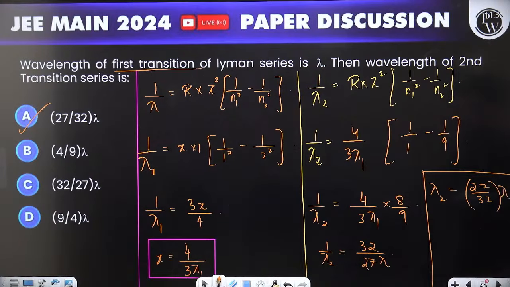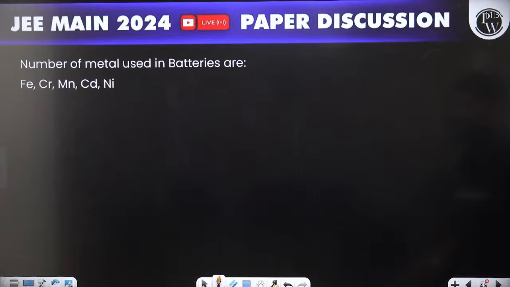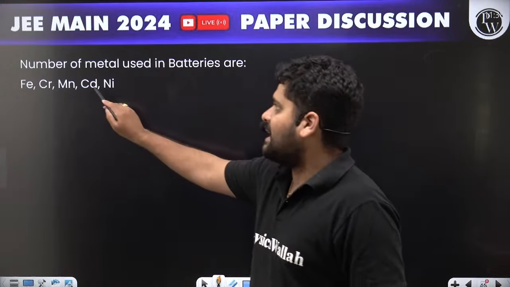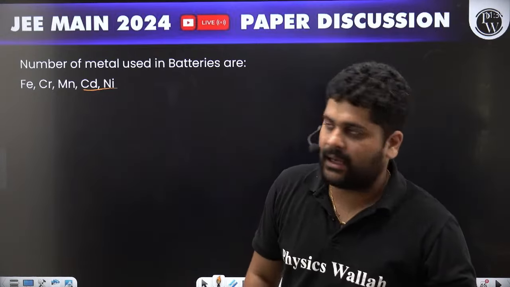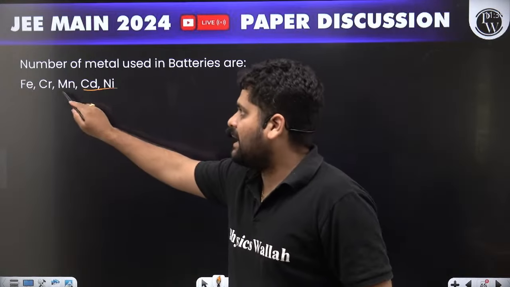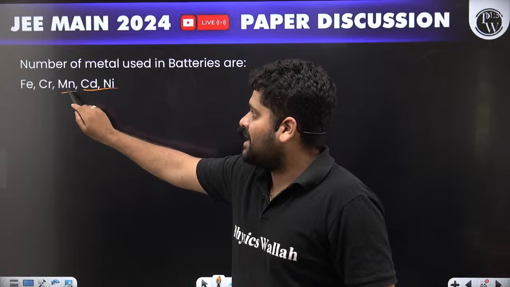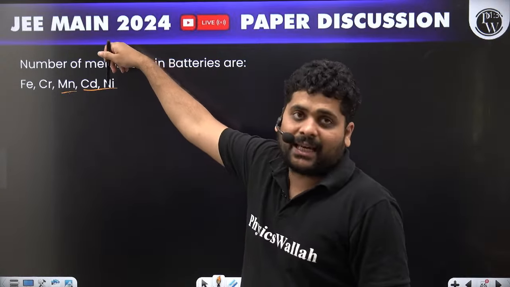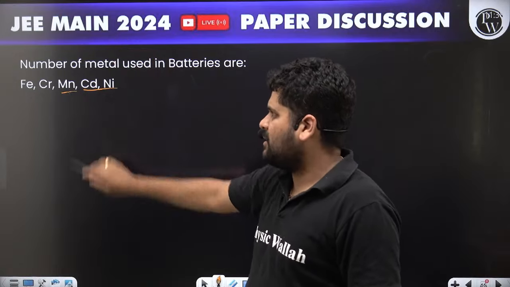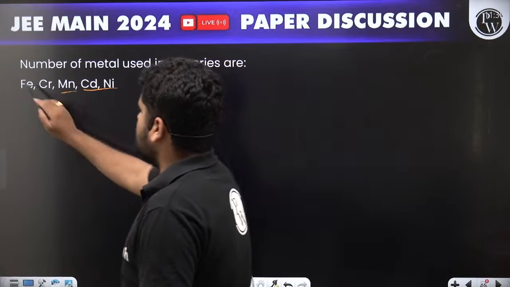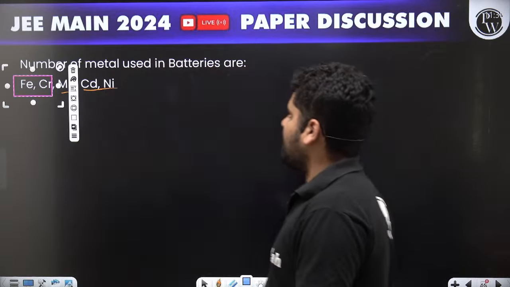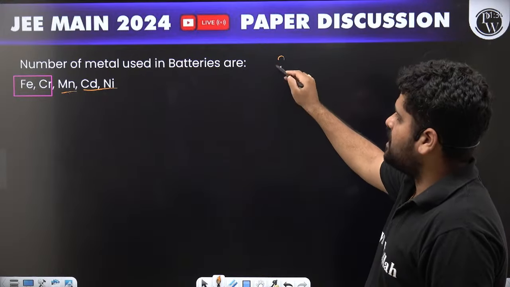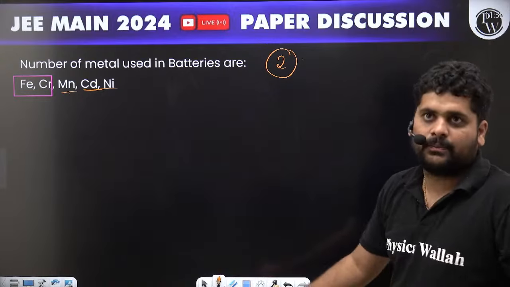Okay, now the next one. The number of metals used in batteries: nickel cadmium cell, this is again used in a battery. Next one, manganese. This is dry cell, primary battery, and this one goes for secondary storage, right? So these three are used. We don't have any use of iron and chromium anywhere in the batteries. So our correct answer for this question is going to be number 2.